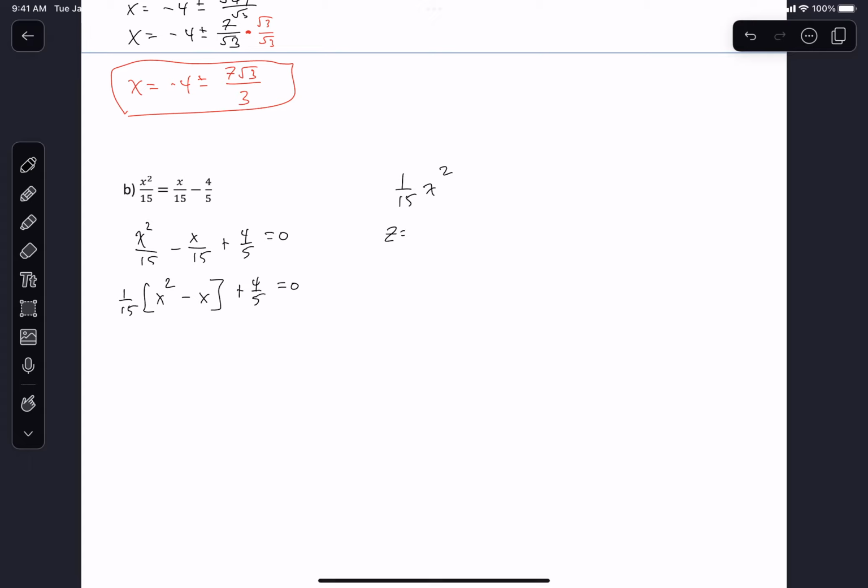My z value, the thing I'm going to add and subtract, is going to be b divided by 2 squared, which I see as being -1 over 2 squared, which then turns into 1/4. That's the thing I'm going to add and subtract. So I get 1/15 times x squared minus x plus 1/4 minus 1/4 plus 4/5 is equal to 0.